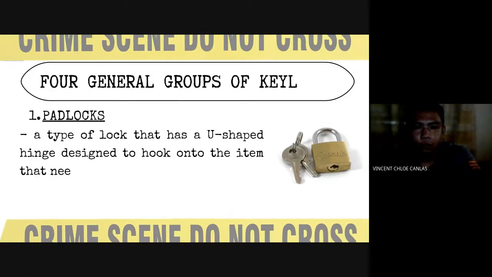Four general groups of key locks. Number 1, padlocks. A type of lock that has a U-shaped hinge designed to hook onto an item that needs to be secured. These are the equipment we buy to secure our gates and other things that we value in order to keep them safe.